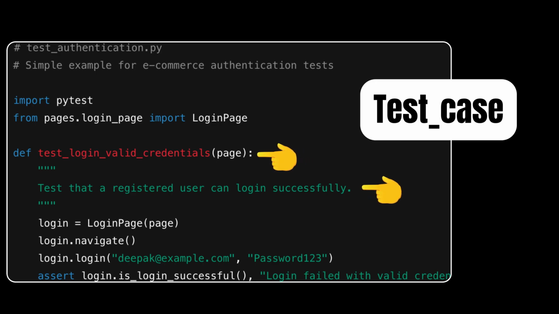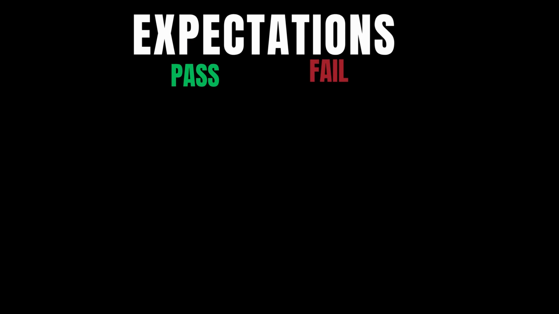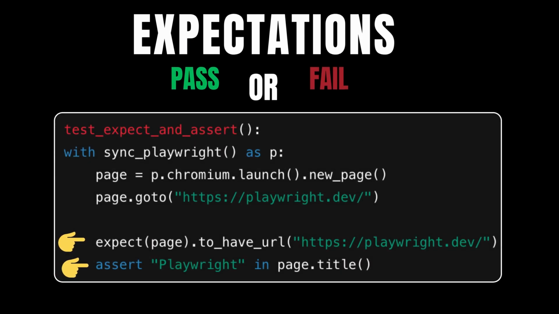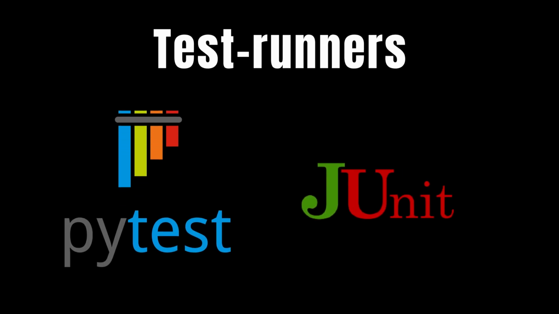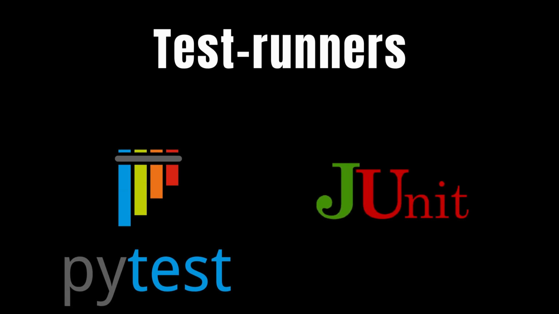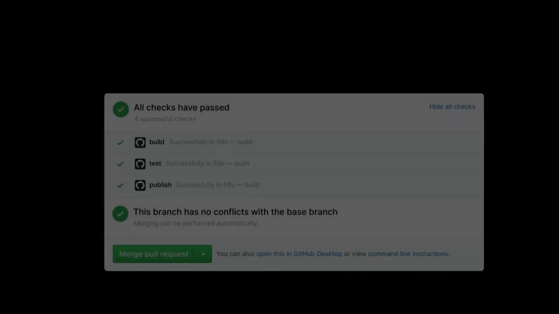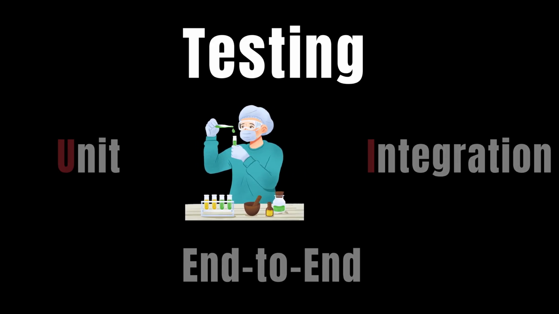The idea is simple. Describe the behavior in human-readable terms. The test runs the code, and assertions check the result. If it matches expectations, it passes. Otherwise, it fails. Test runners like PyTest or JUnit can execute all tests automatically in the background or on a CI server before deployment. Now, let's break down the main categories of testing.